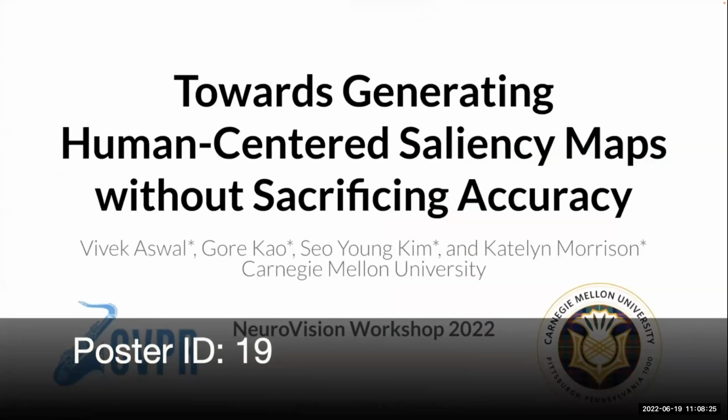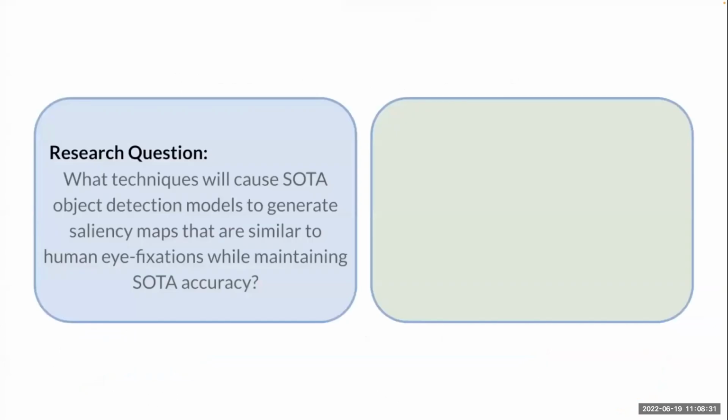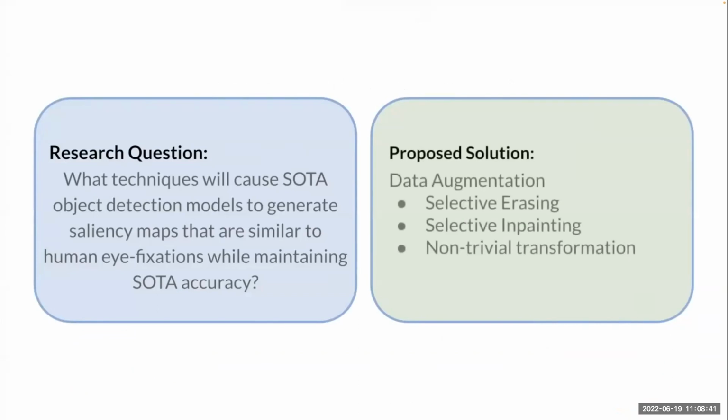We explored techniques that would help models generate human-centered saliency maps without sacrificing accuracy. Our main research question is to identify techniques that can make state-of-the-art object detection models generate saliency maps that are more similar to human eye fixations. We explore 3 different data augmentation techniques to see if any improve the model's saliency maps.